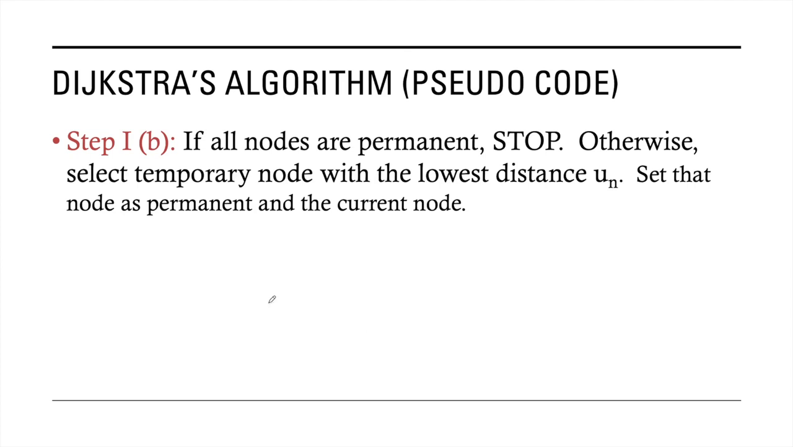Step i sub B, if all nodes are permanent, then we stop. Otherwise, we select the temporary node with the lowest distance u sub n, then set that node as permanent and as the current node.